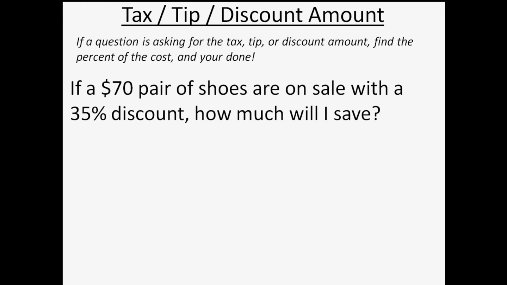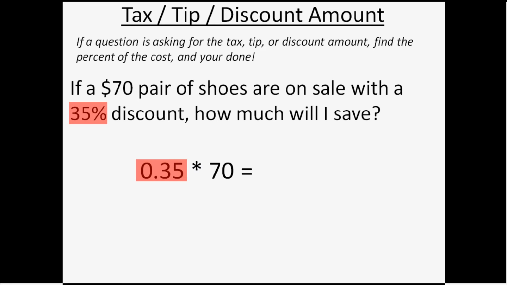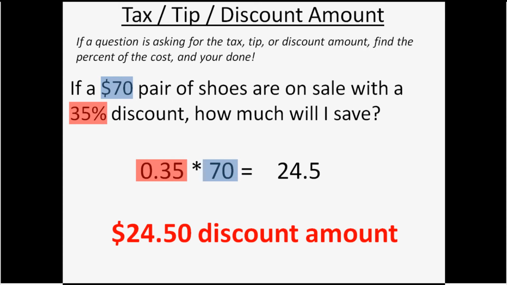Now we're going to talk about discount. If I have a $70 pair of shoes, they're on sale with a 35% discount. How much will I save? Well, we take our 35%, make it into a decimal. We bring our price down, we multiply those. You get 24.5, so that means your discount amount is $24.50. So that's to find the discount amount.